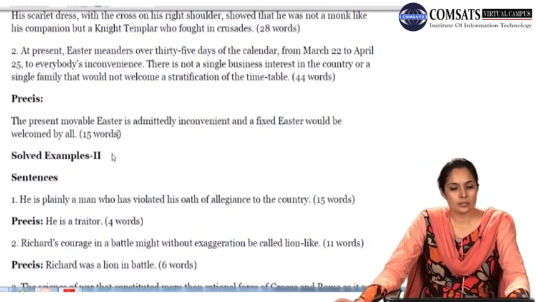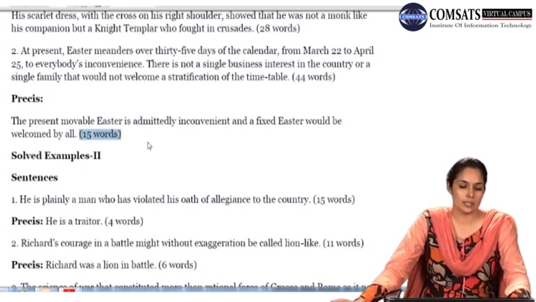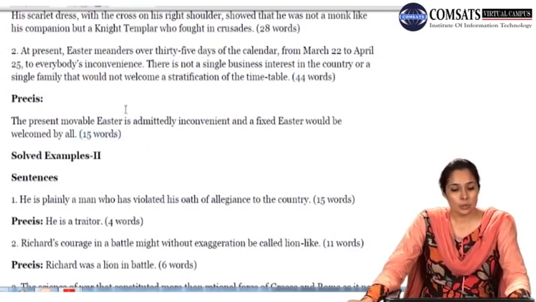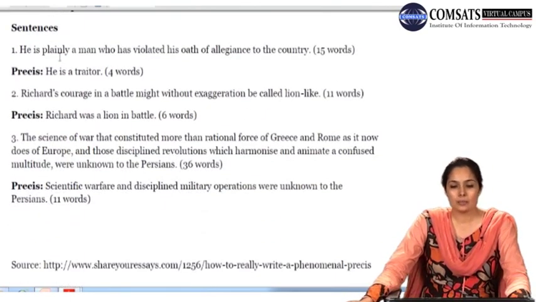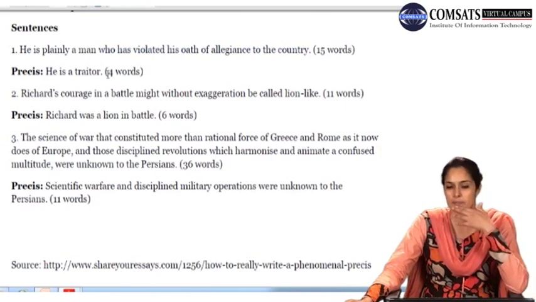So you are looking at a paragraph of 15 words here. Out of 44 we have excluded all the irrelevant extra words और उसे हमने 15 words का passage बना दिया है. There are some more sentence examples. He is plainly a man who has violated his oath of allegiance to the country. A person who has violated his oath of allegiance to the country is called a traitor. That is गद्दार. So 15 words को हमने 4 words में change कर दी.